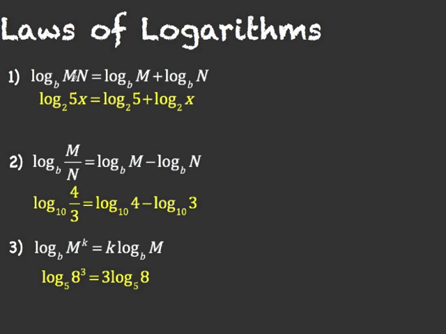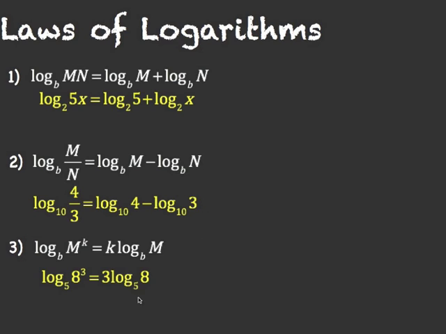The first says, if I've got a log and I'm multiplying two numbers together, I can split those two numbers apart by adding the logs of those two numbers together. For example, if I have the log base 2 of 5x, I can rewrite it as the log base 2 of 5 plus the log base 2 of x. If I've got two numbers being divided, I can separate them by subtracting. So the log base 10 of 4 over 3 is the log base 10 of 4 minus the log base 10 of 3.